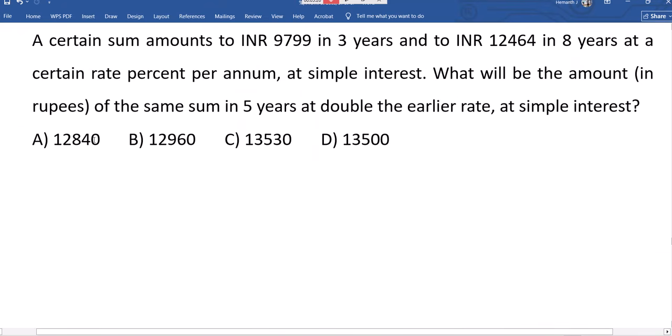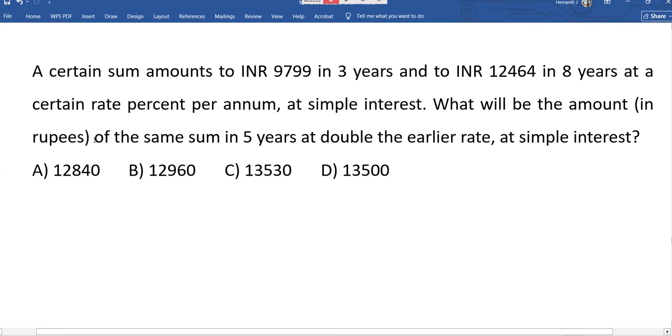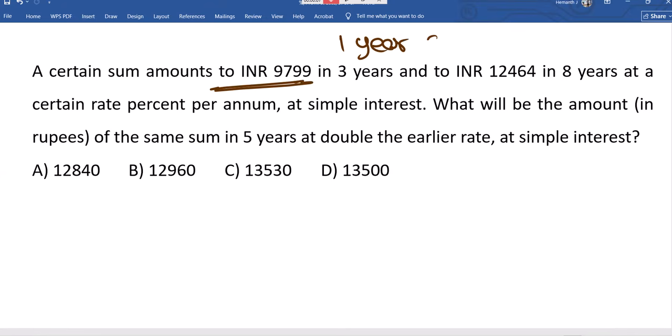Now again, simple interest. Let's give it a try. See this question. The amount is 9,799. Let us say 1 year of simple interest is x. 9,799 is what? It is the principal plus 3 years of interest. It's not 3x alone; the principal plus 3 years of interest is the amount. It is not the interest.